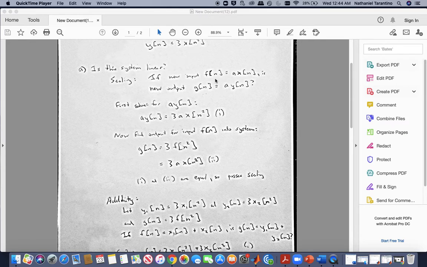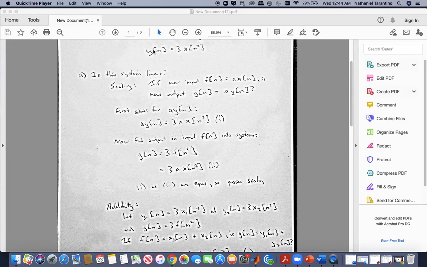So to see whether it scales, we define an input f of n equal to a times x of n, which is just a scaled version of x of n, and we want to see whether the output would be a times y of n, basically a scaled version of the output of the system here.